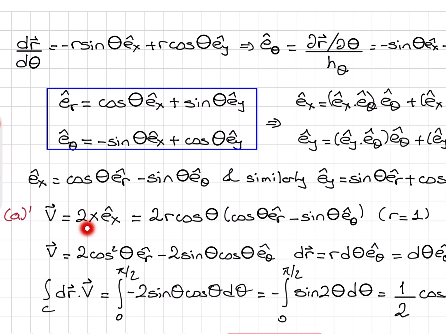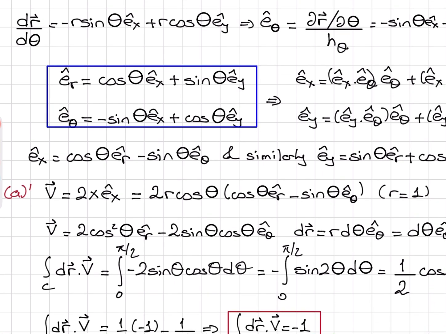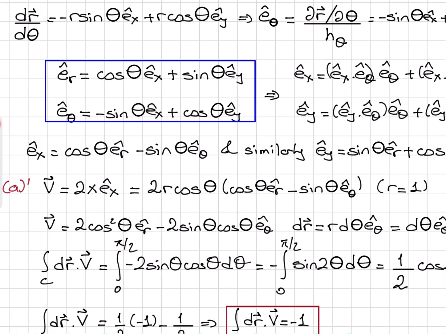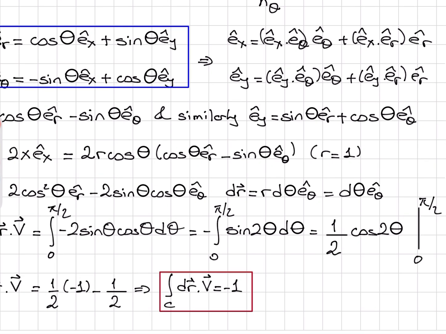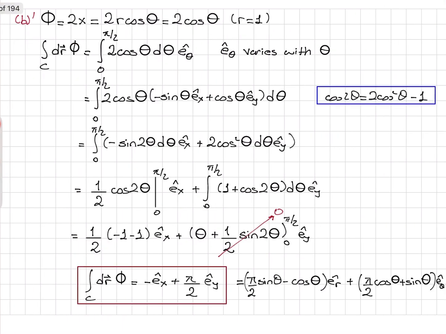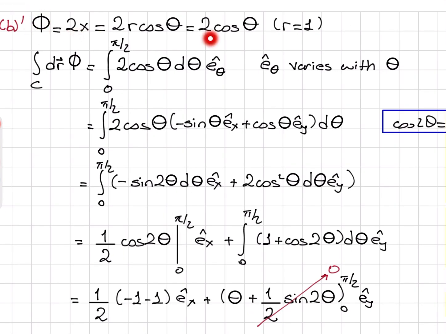Then I have written the vector v, 2x ex hat, as 2r cosine theta. For ex hat, I have substituted this result, and then I noted that r is equal to 1 on this contour, and taking the dot product with the dr vector here, the dr vector is r d theta e theta hat, which, since r is equal to 1, d theta e theta hat gives me minus 2 sine theta cosine theta d theta. Then noting that going from the x-axis to the y-axis in the counterclockwise sense, I changed the angle from 0 to pi over 2, and 2 sine theta cosine theta is sine 2 theta. I can take the integral, which gives me 1 over 2 cosine 2 theta, evaluated between 0 and pi over 2, which is minus 1.